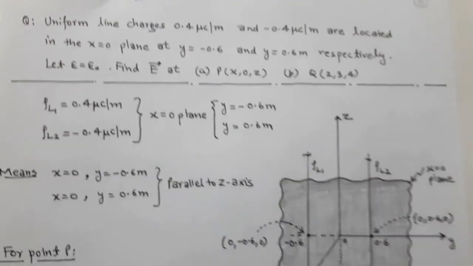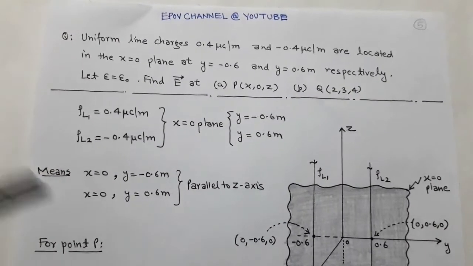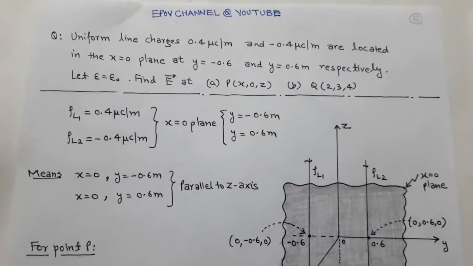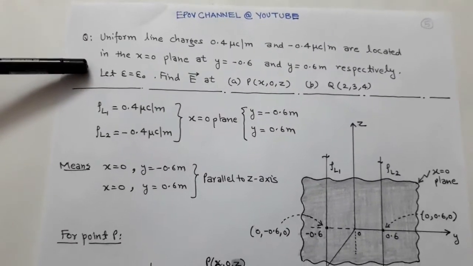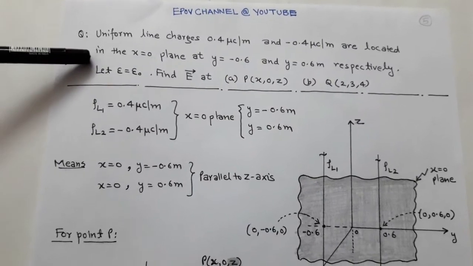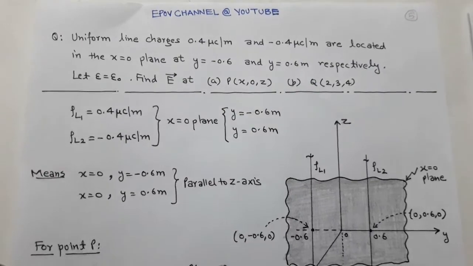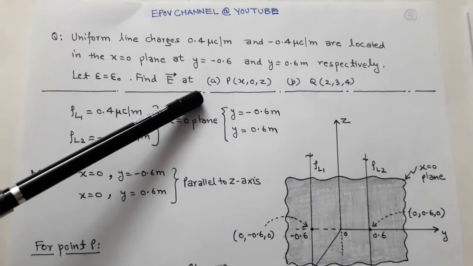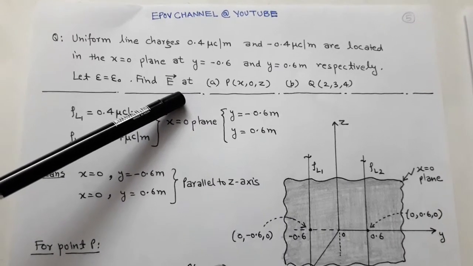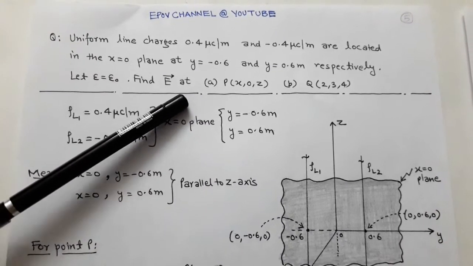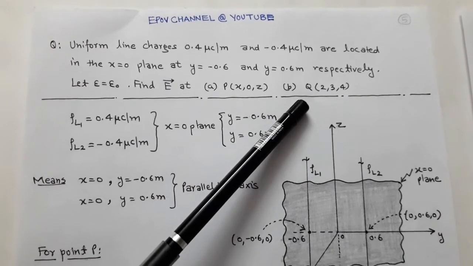The question is, uniform line charges 0.4 microcoulomb per meter and minus 0.4 microcoulomb per meter are located in the x equals to 0 plane at y equals to minus 0.6 and y equals to 0.6 meter respectively. Let epsilon equals to epsilon naught. Find electric intensity E at point P and point Q.